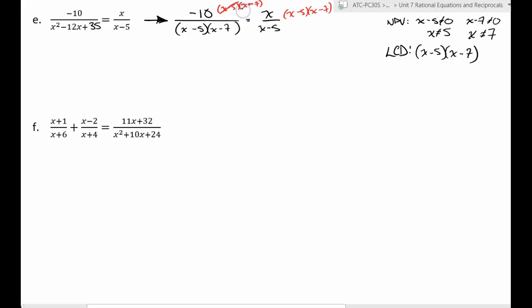On the left-hand side, everything cancels. On the right-hand side, just x minus 5 does, leaving us with negative 10 equals, distribute through the bracket, so it's going to be x squared minus 7x. Dealing with quadratics, we get it is equal to 0, x squared minus 7x plus 10, and we factor from here.